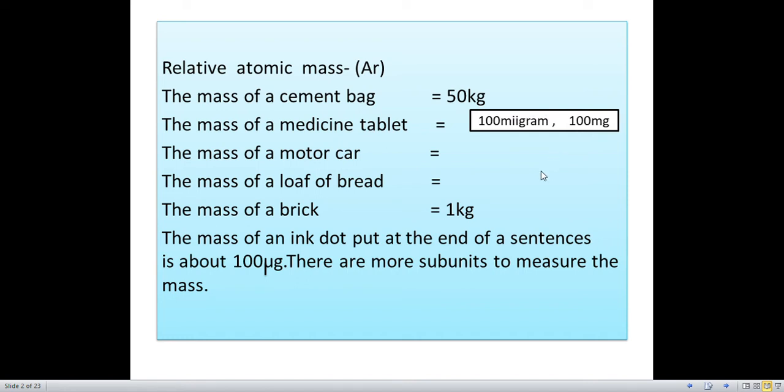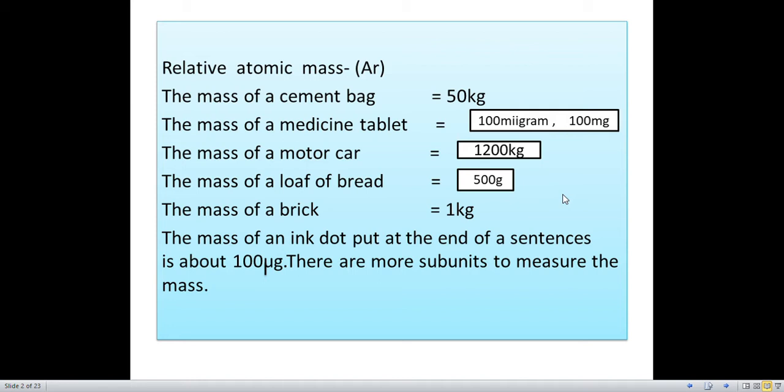The mass of a motor car is 1200 kilograms. The mass of a loaf of bread is 500 grams. The mass of a brick is nearly 1 kilogram. Here we have used kilograms, grams and milligrams to measure the mass of some substances.